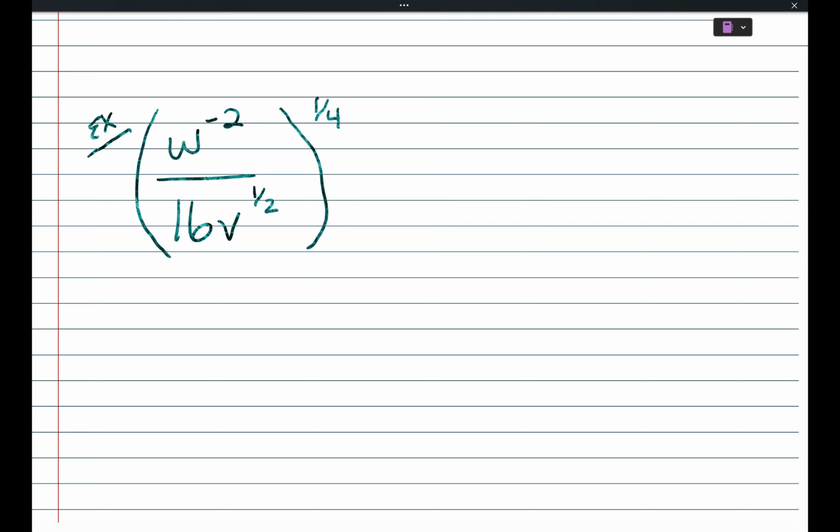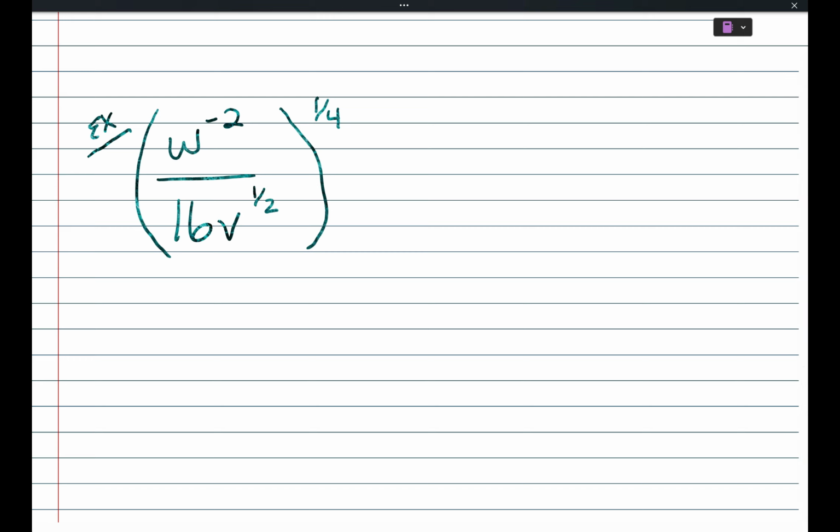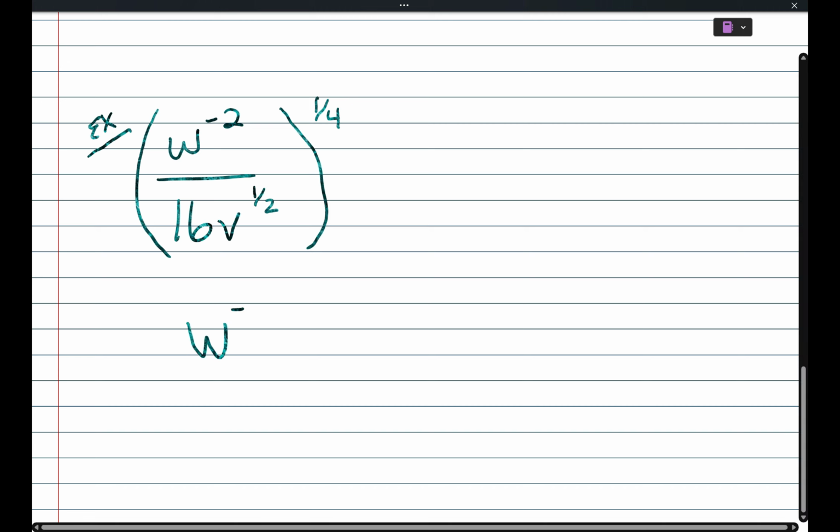So now we have expressions that are raised to rational exponents. Remember, for all of these rational exponents, we still can apply all of our properties of exponents that we are already familiar with. So when we're raising a power to another power, what do we do? We multiply the exponents. So we're multiplying w to the negative second, we're multiplying that 2 times 1/4.